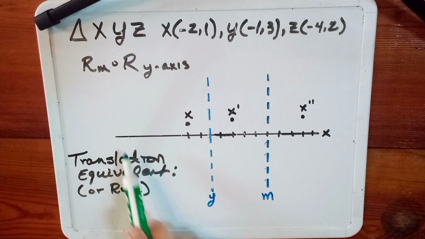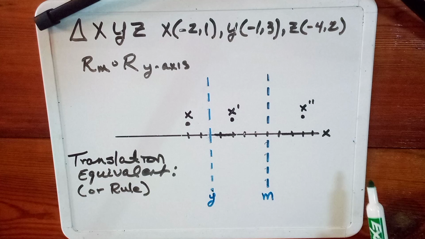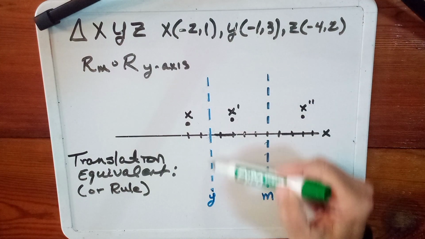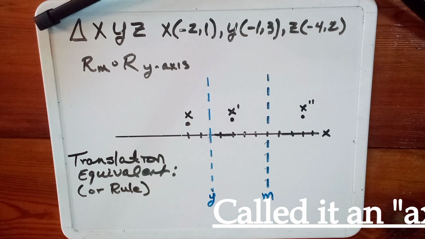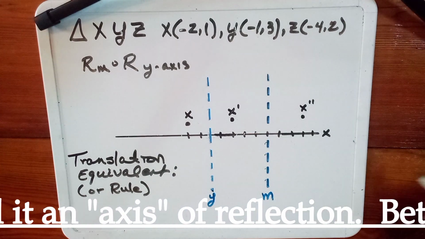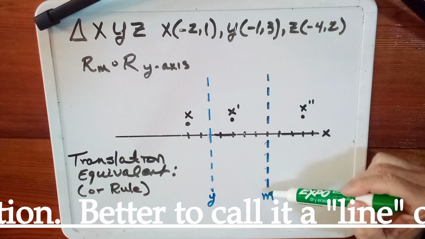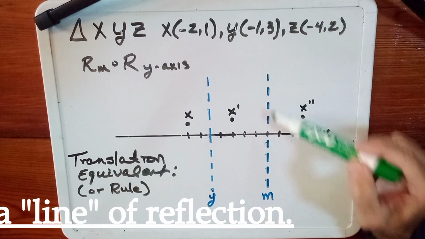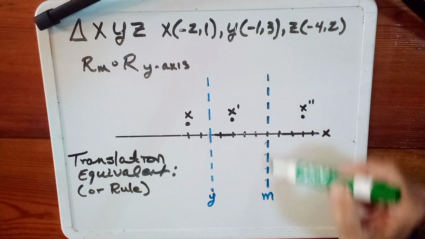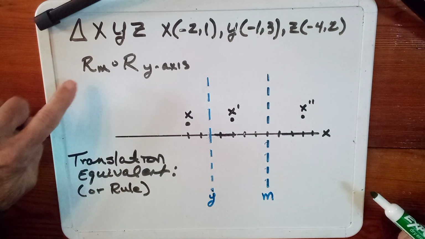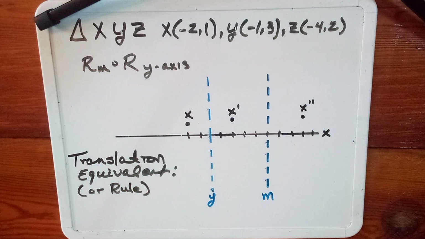So here we have the x-axis, and here is the y-axis, which I have also made blue because it is an axis of reflection. We are also told that line M is x equals 5. So here's my second line of reflection, because I'm given that in this particular problem.